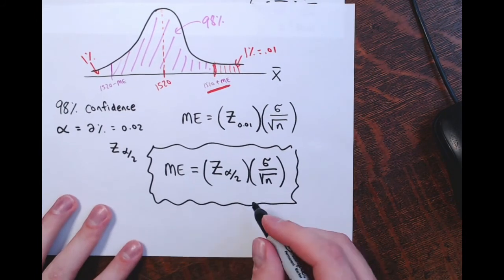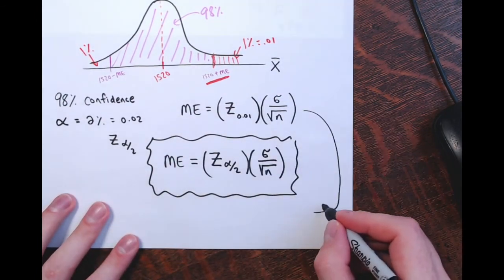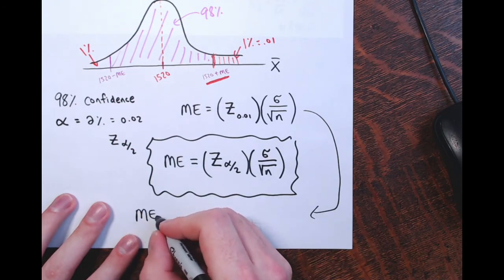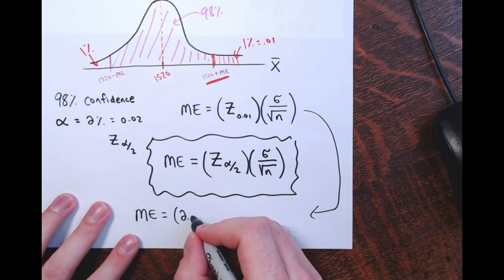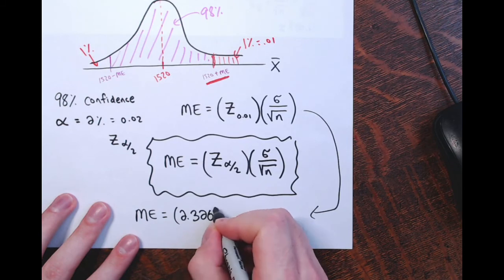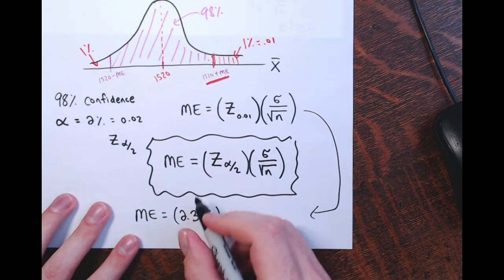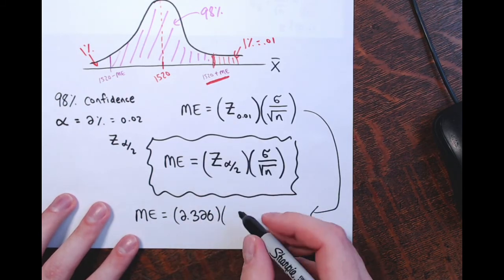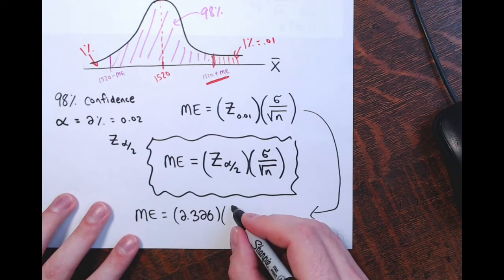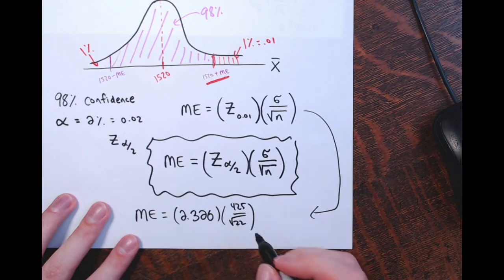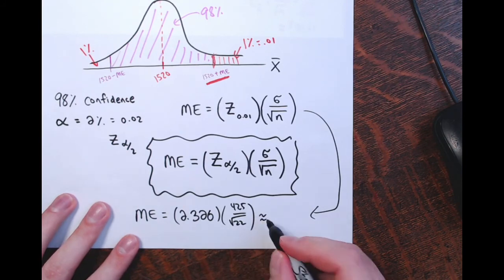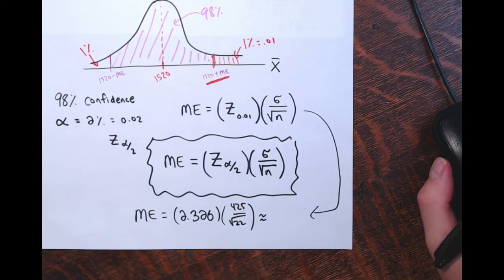But all we're asked to find here is the margin of error. So the margin of error for our confidence interval is going to be 2.326, that's the z-score with 1% above it, times the sigma, that was the 425 divided by the square root of 22, the 90.61 that I had there. And they're asking us to round our margin of error to 2 decimal places.